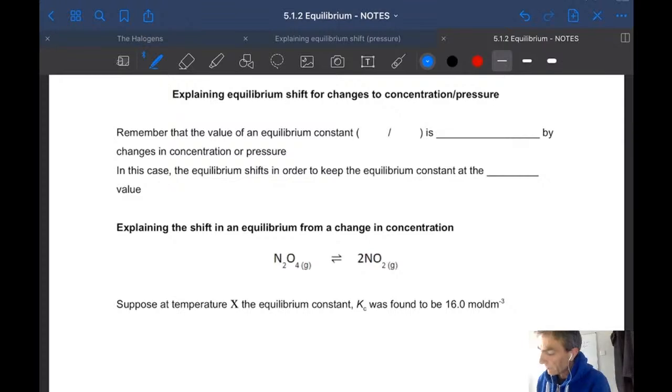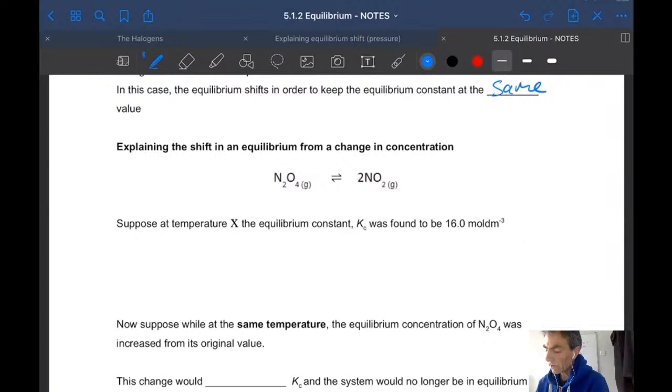Remember that the value of an equilibrium constant, so we're talking about Kc or Kp, is unchanged by changes in concentration or pressure. So in this case, the equilibrium shifts in order to keep the equilibrium constant at the same value. When you change the temperature, the equilibrium shifts to get the new value for Kc or Kp, whereas now the equilibrium shifts to get the same value as you had before. So hopefully that'll make sense when we start looking at some examples.